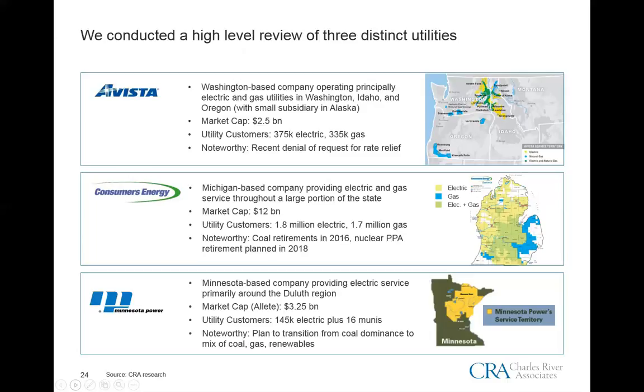Consumers is a much larger company, a Michigan-based utility providing electric and gas service throughout a good portion of the state, excluding most of Detroit and the Detroit suburbs. But 1.8 million customers, and they've got an interesting and diverse system that's working through issues with coal and nuclear and a transformation of their fleet going forward. And finally, Minnesota Power, a smaller utility based in Duluth, Minnesota, with only about 150,000 electric customers, and they've been noteworthy as well with a fleet transformation they're undergoing from coal dominance to a more diverse mix.